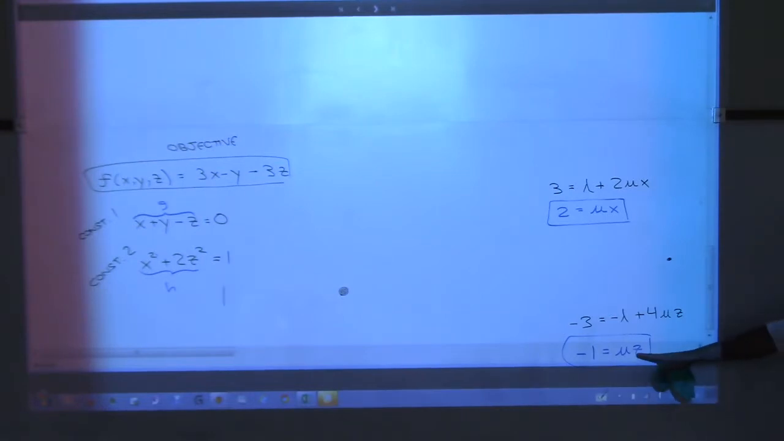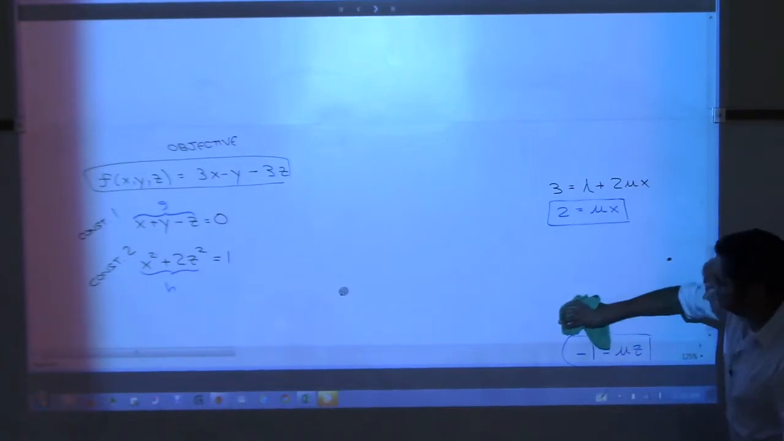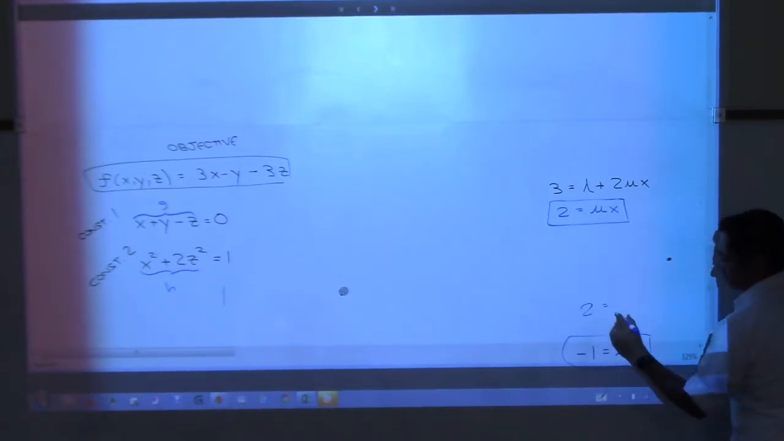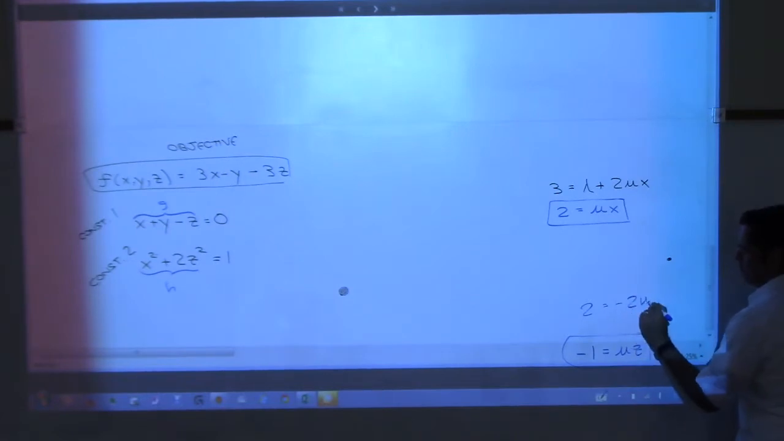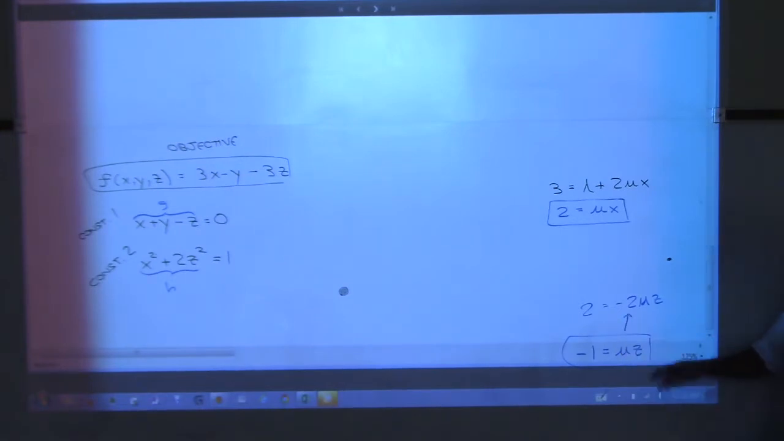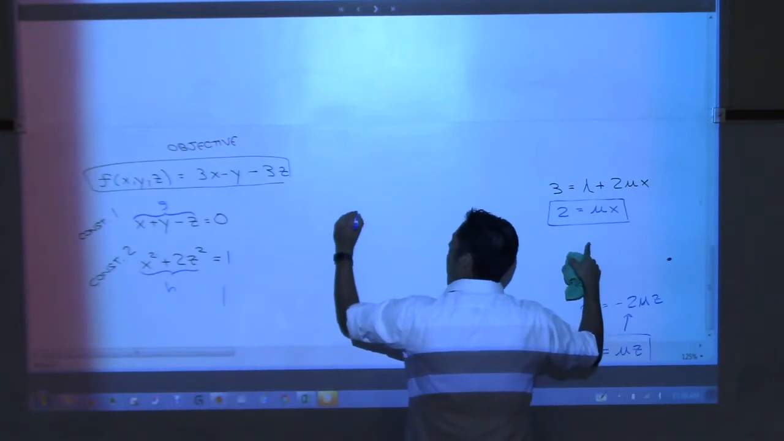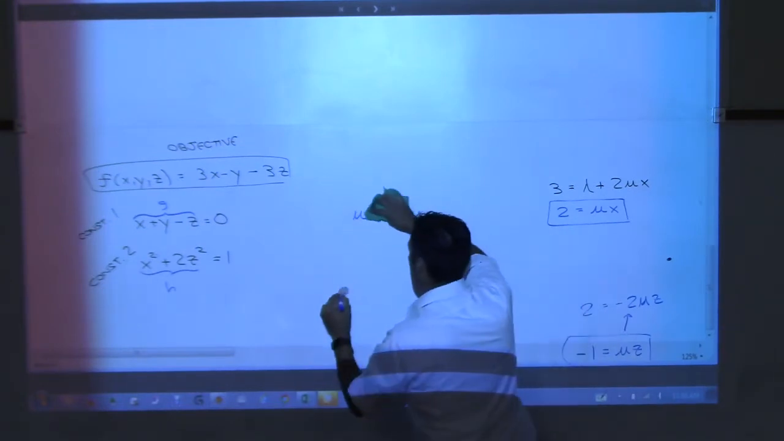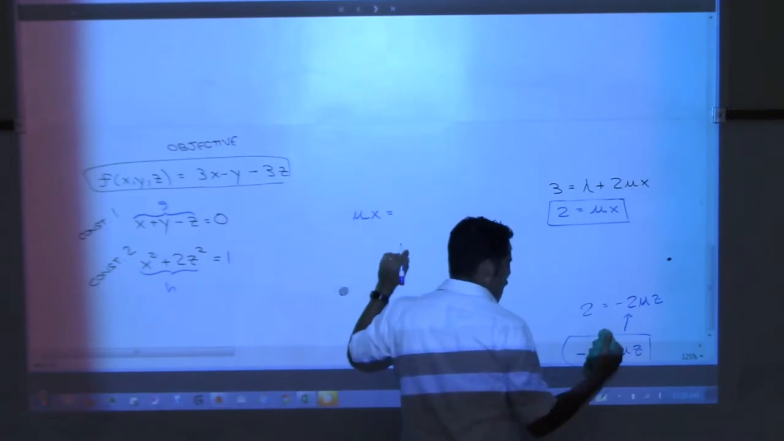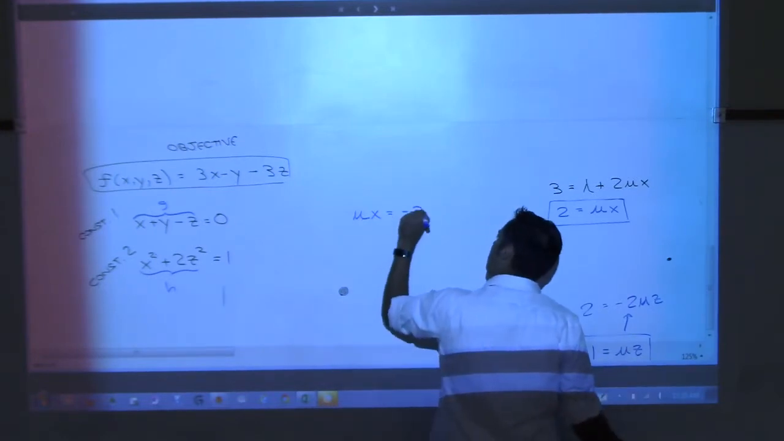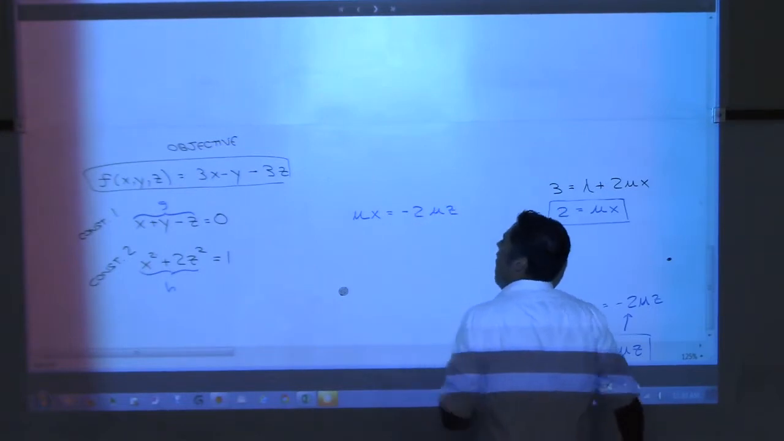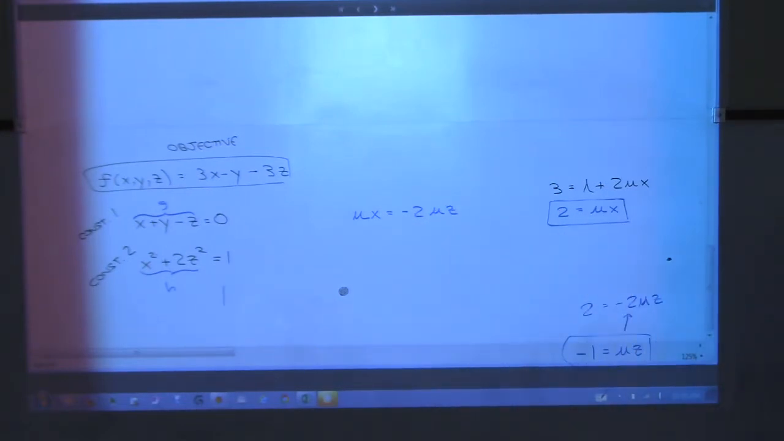What would happen if I multiply both sides of this by -2? Why would I do that? What's the left side times -2? +2 equals what? -2 mu z. So I can turn that into that. Now, if 2 equals this and 2 equals that, then I can set them equal to each other, can't I? So this would mean that mu x equals what? Negative 2 mu z. All right, now what?